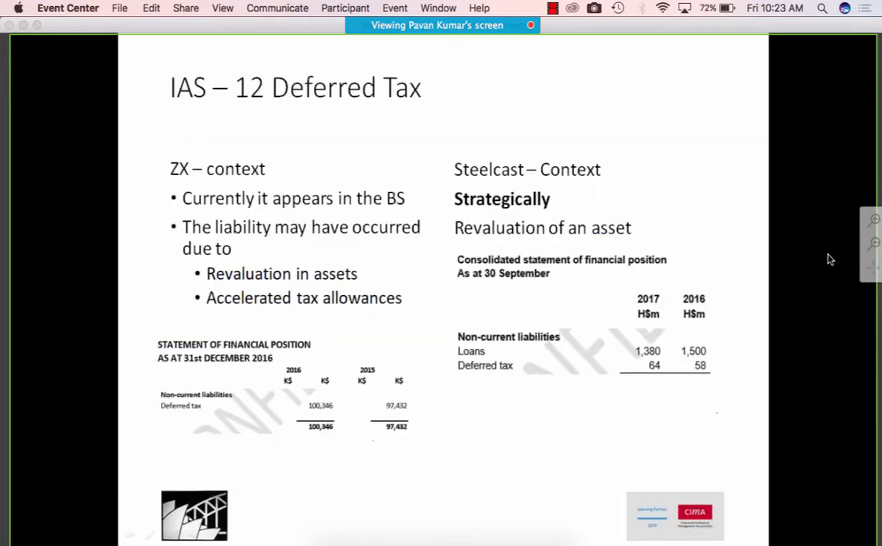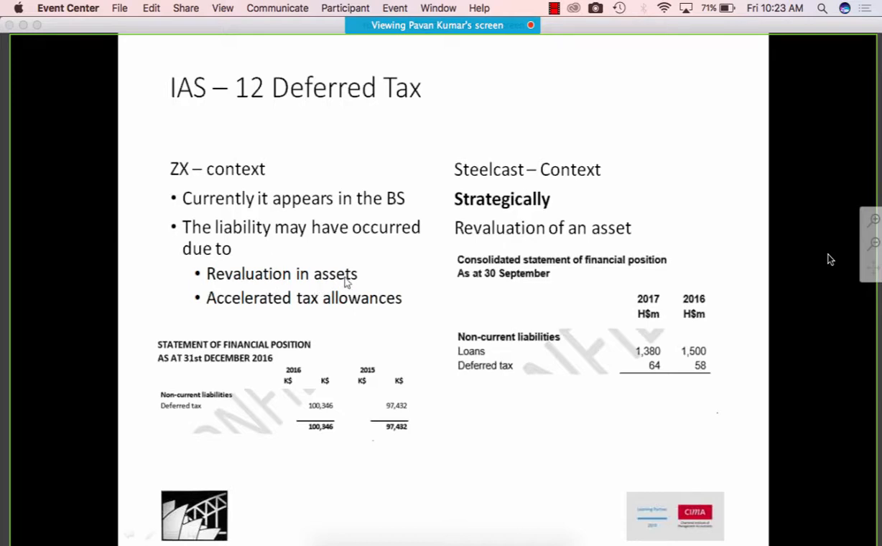Now let us move on to the next standard that we have brought up here. From a ZX context, we see that there is deferred tax, and the deferred tax has increased year on year. Even in the case of Steelcast, there is an increase year on year on the deferred tax, and it is also on the liability side.